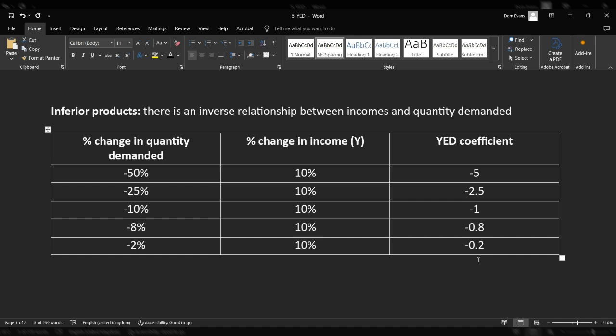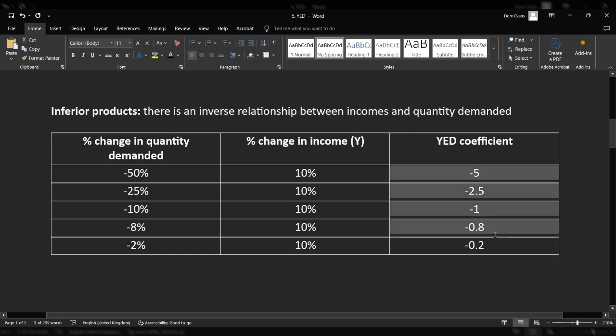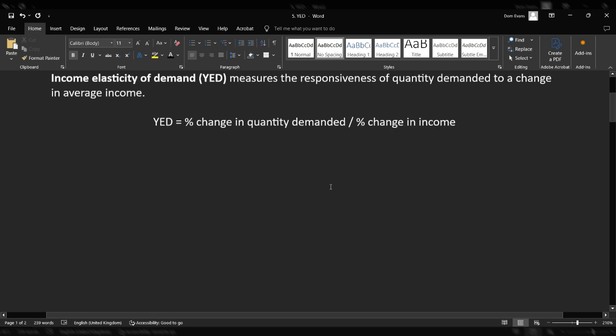If we've got an inverse relationship, whereas incomes go down, quantity demanded goes up, and whereas incomes go up, quantity demanded goes down, we have got an inferior good. If you're dividing a positive by a negative, we're always going to have a negative coefficient, and that's what we're looking out for to judge if we've got an inferior product.